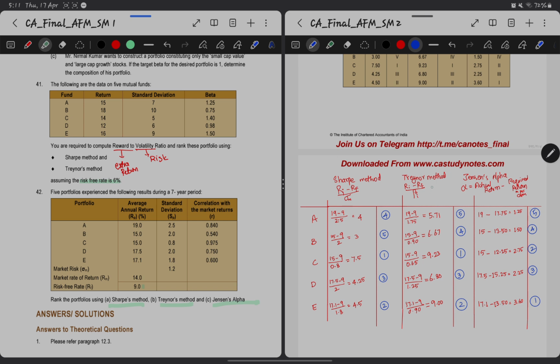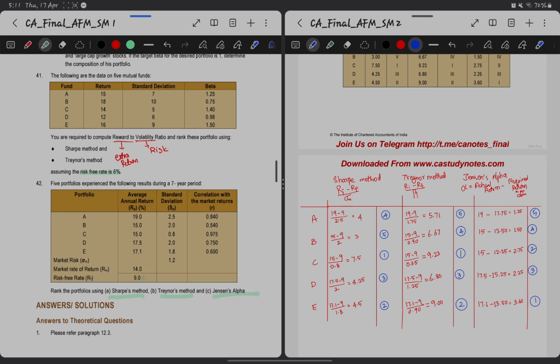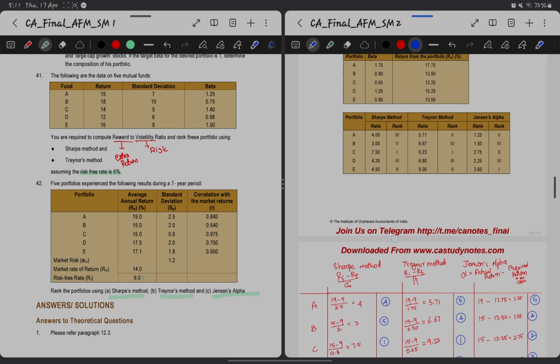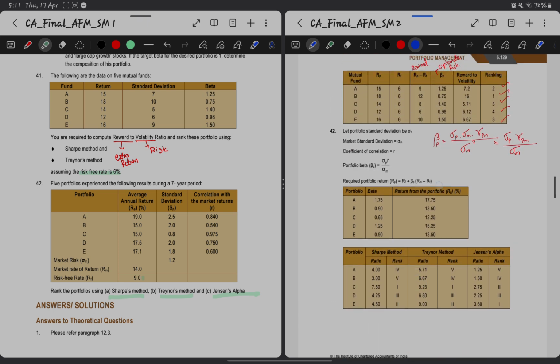Now for Trainers method, it is only the systematic risk portion. So it is the extra reward or extra return which we are earning per unit of systematic risk. So for systematic risk we need beta. So beta can be found out by using the covariance approach. Covariance divided by variance. Covariance of the stock with the market and variance of the market.